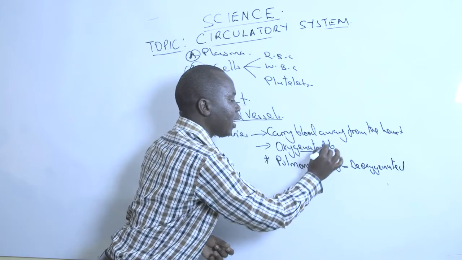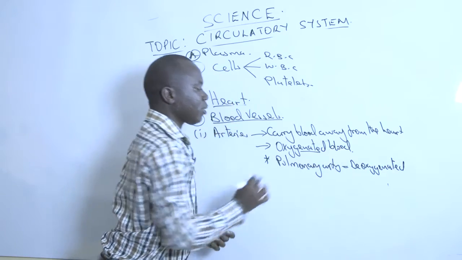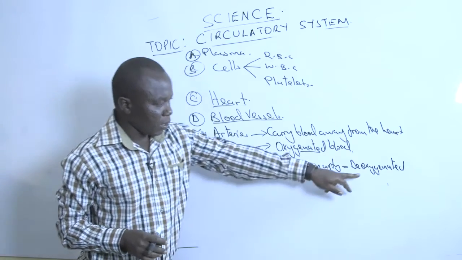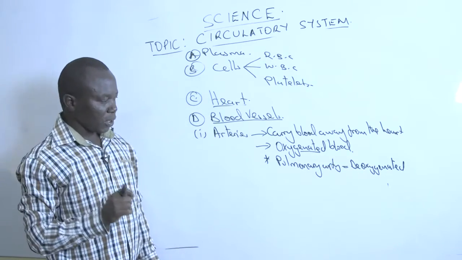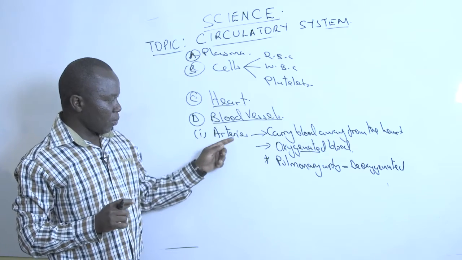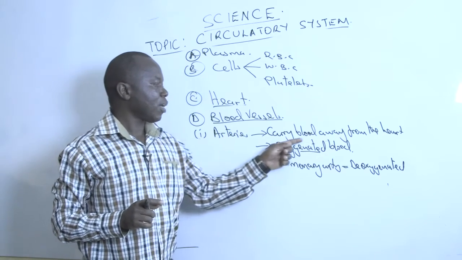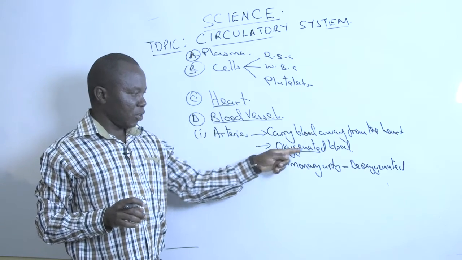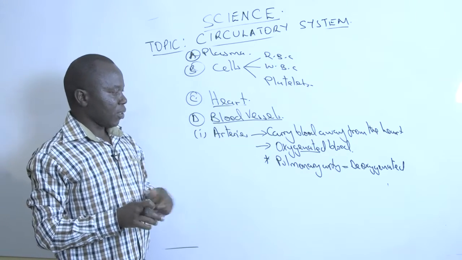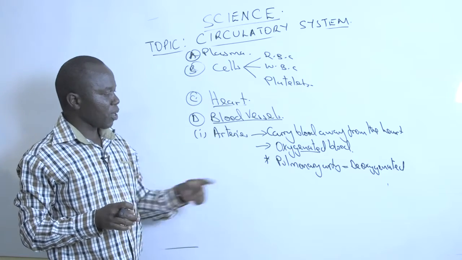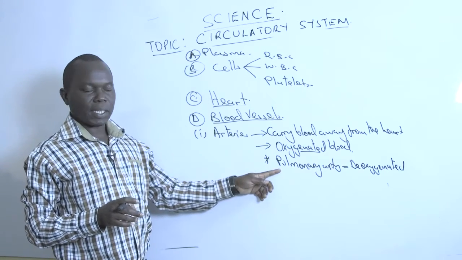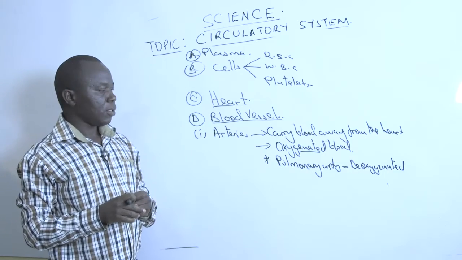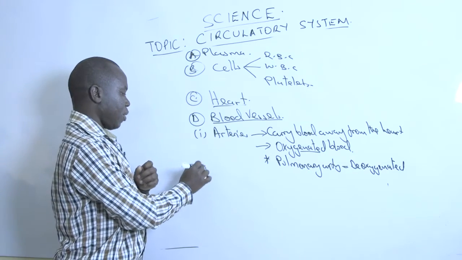When you say oxygenated blood, it means it has a high concentration of oxygen. Deoxygenated blood has a low concentration of oxygen. So we are saying arteries carry blood away from the heart. Most of this blood is oxygenated. But we have an exception. Pulmonary artery is the only artery that carries deoxygenated blood. We are going to find it in our chart.